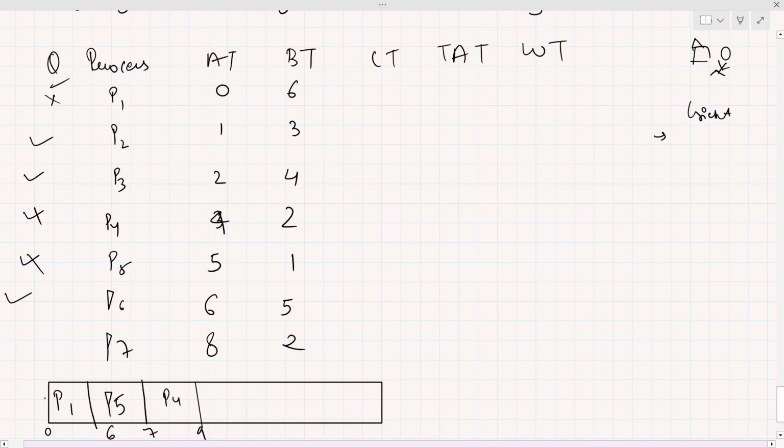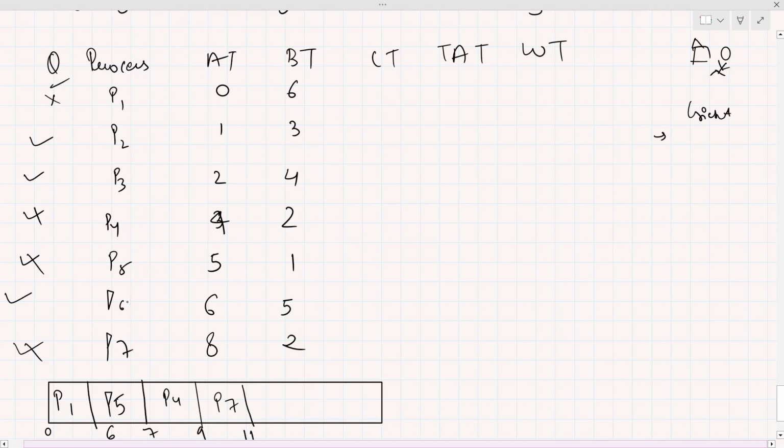Now P7 is in the queue, so we can choose P7 as well. So at time 9, P7, P6, P3 and P2, 4 processes are available. Which process will get the CPU? P7. Why P7? Because of the burst time. It has the smallest burst time, which is 2, and P6 has 5, P3 has 4 and P2 has 3. So definitely P7 has the smallest burst time, so we are selecting this. So 9 and 2 becomes 11, and P7 is also done.